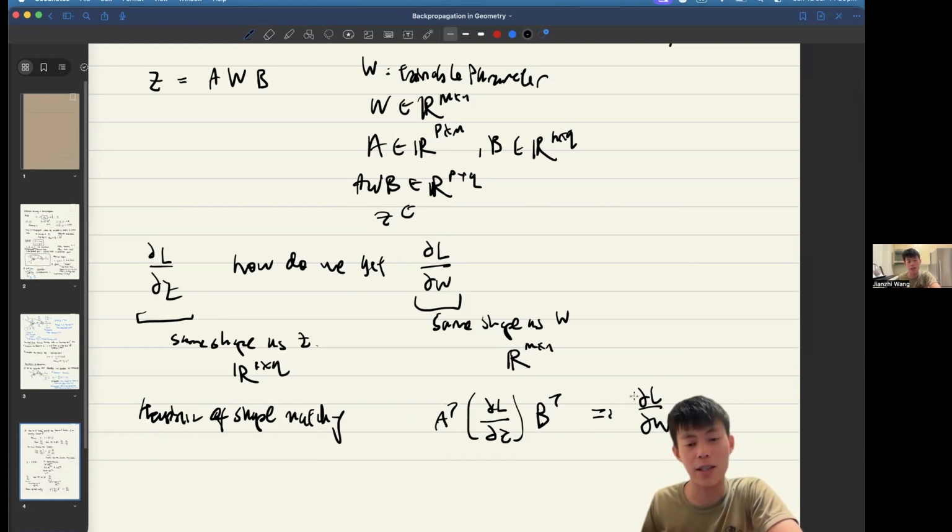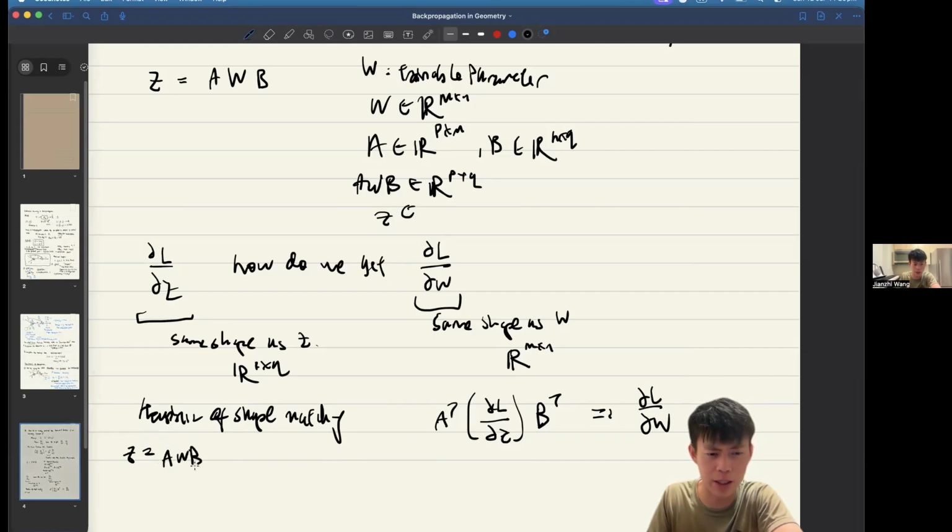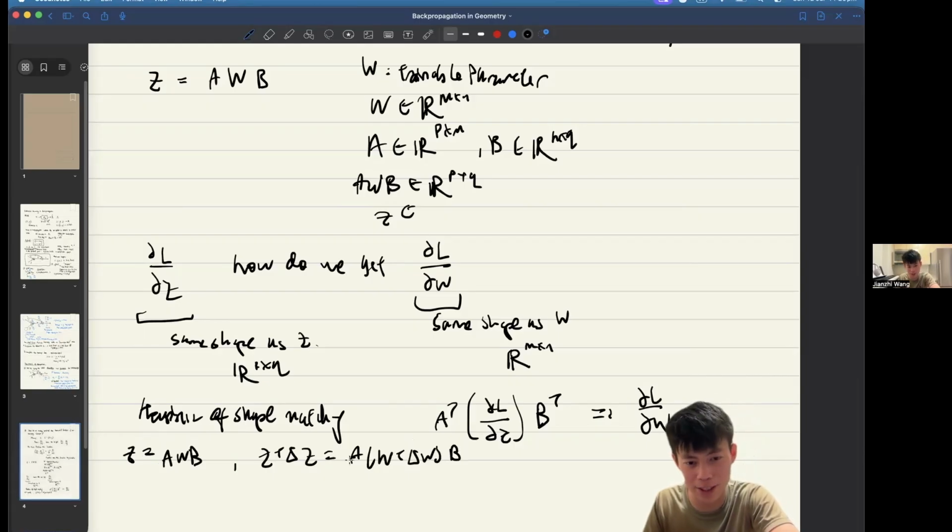But this is very unsatisfying. You can also get at this with infinitesimal analysis. You have Z is AWB, and you have Z plus dZ is equal to A(W plus dW)B. So I hope this makes sense. Given a change in W, let's say delta W, how does your output change? It changes by delta Z.